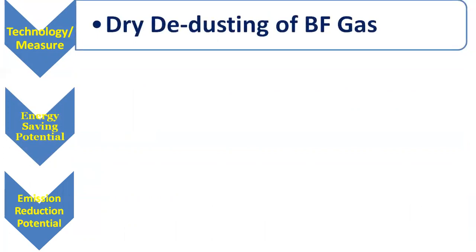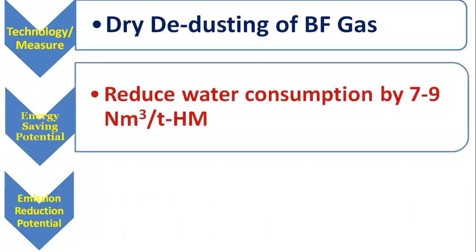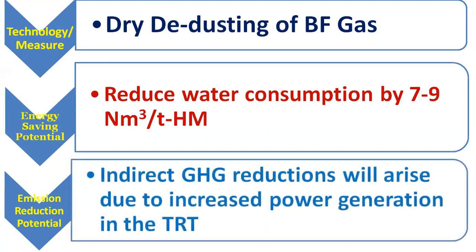The next measure is on dry dedusting of blast furnace gas. Dedusting using dry methods will reduce water consumption by 7 to 9 cubic meters per ton of hot metal. It may also increase the power generated by the TRT system by 30% compared to a wet type dedusting. Wet type dedusting is nothing but scrubbers. So indirect greenhouse gas reductions will arise due to increased power generation in the TRT if at all it is installed.